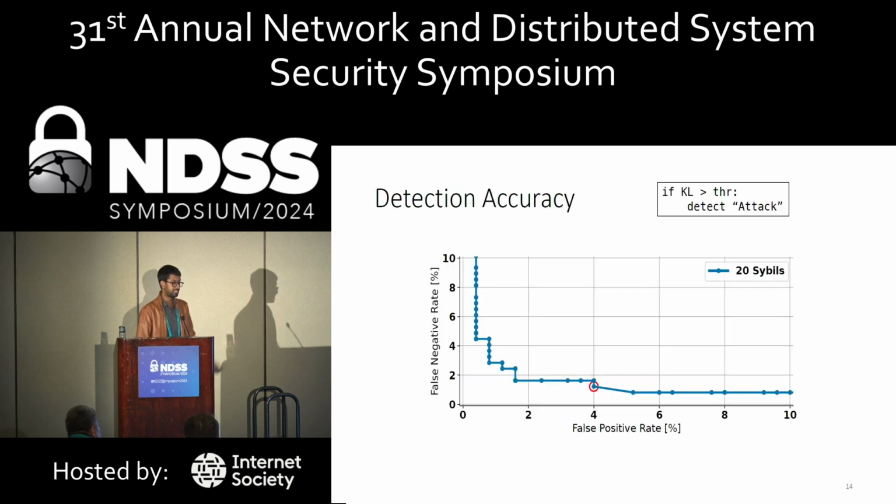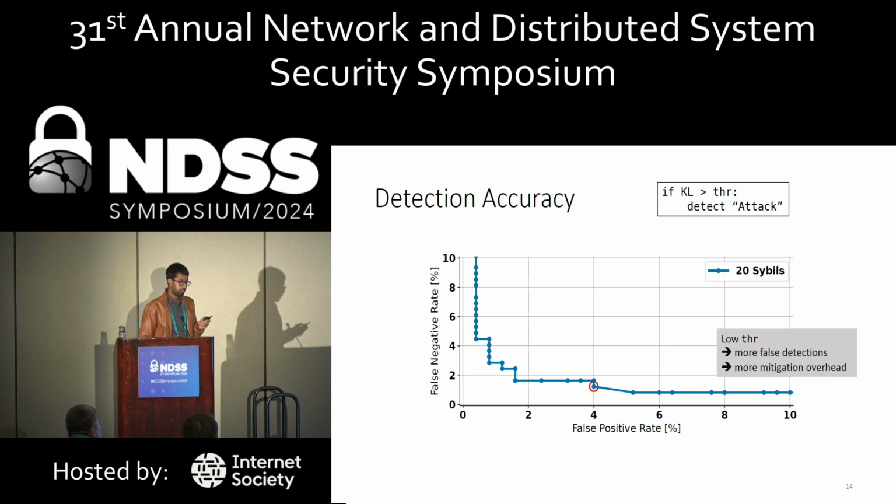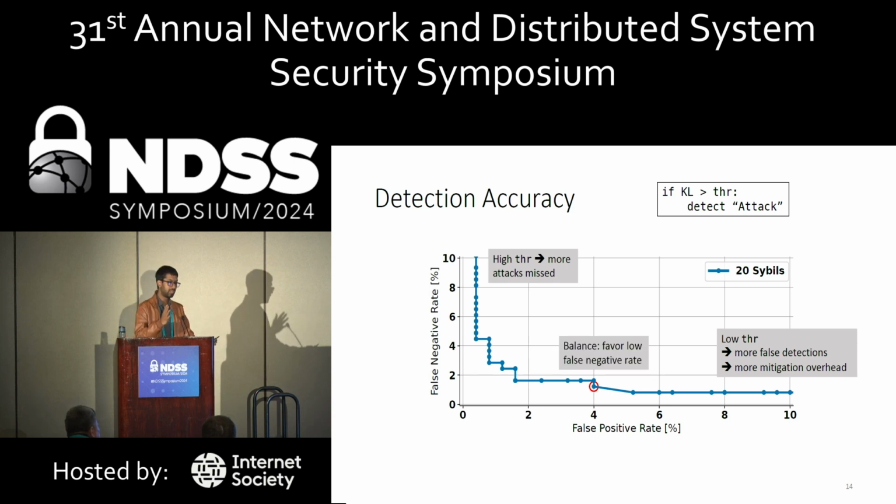So how good is this detection? Notice that there is a threshold parameter. If the KL divergence is above a threshold, we detect an attack. If you make this threshold very low, you will have more false detections, false positives, and the cost is that you perform some mitigation or raise alarms even when there is no attack. If you make it too high, you miss detecting some attacks. So we need a balance, and in fact, we argue that you should favor a low false negative rate.